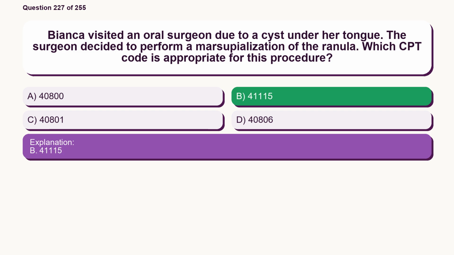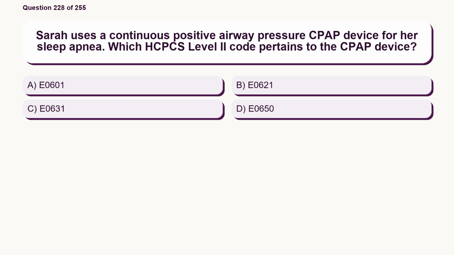Question 228. Sarah uses a continuous positive airway pressure CPAP device for her sleep apnea. Which HCPCS Level II code pertains to the CPAP device? Option A E0601, Option B D0621, Option C D0631, Option D D0650. The correct answer is Option A, E0601.